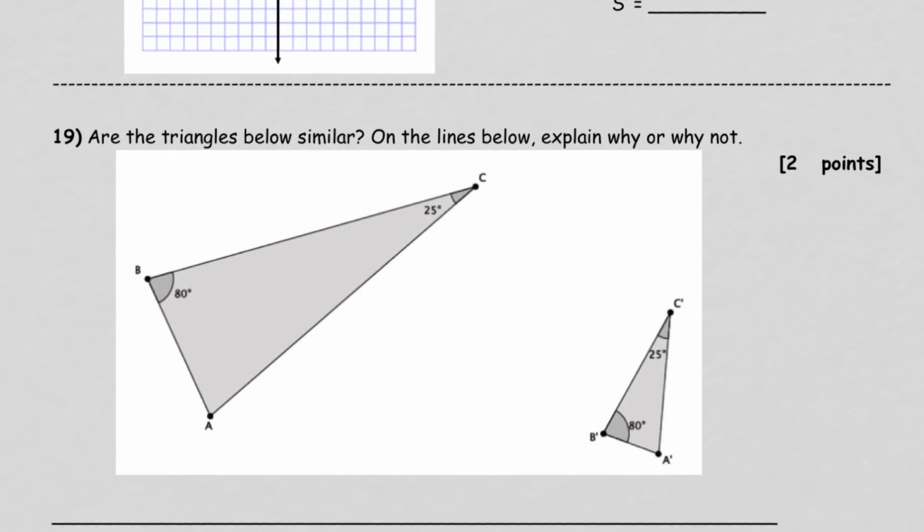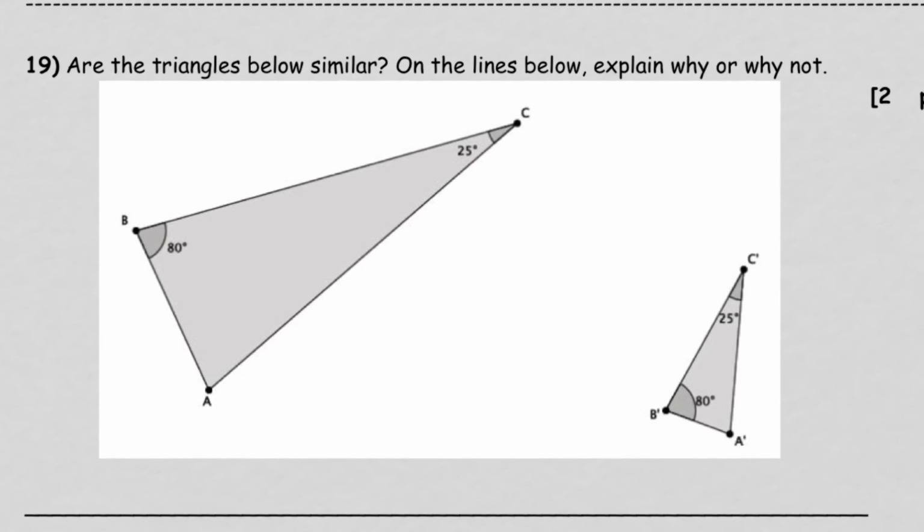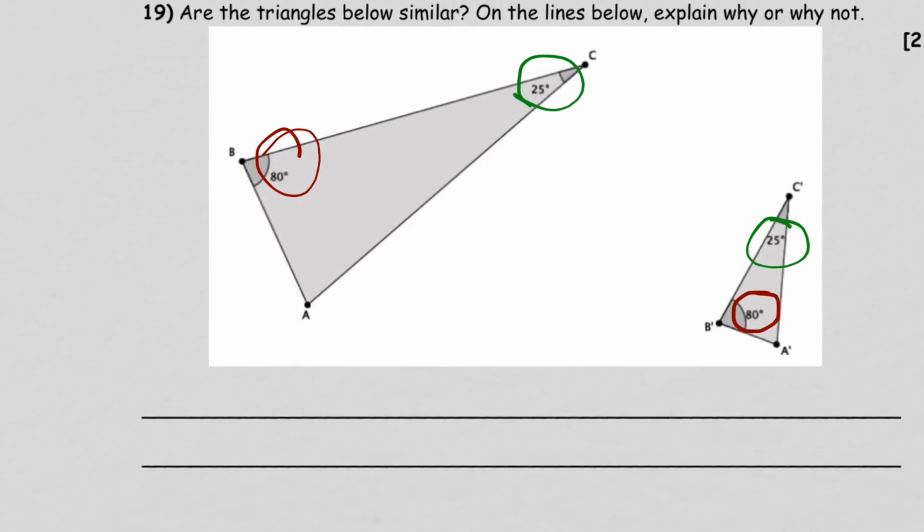Okay, let's check out these triangles to see if they are similar. Now, we have an 80-degree angle on this one, and we have an 80-degree angle on this one, and we have a 25-degree angle here, and a 25-degree angle here, and since these two angles are the same, and these two angles are the same, then we know that A and A prime are also going to be the same, because the angle measures of all three triangles have to add up to 180 degrees.